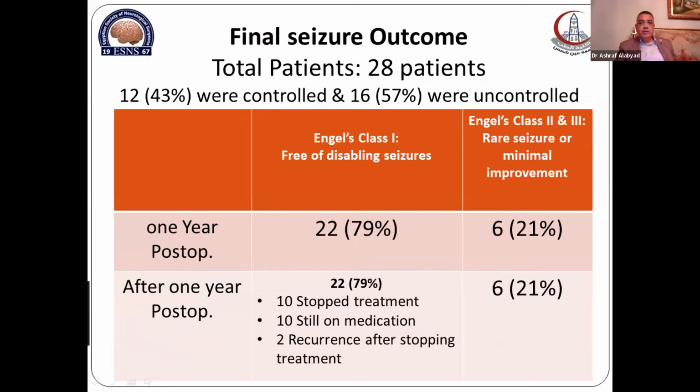After 1 year, 80% of the patients were controlled on medication, and the other 6 patients showed some improvement in their seizure control. After 1 year, 10 of these 22 patients stopped treatment against medical advice. 10 are still on medication, and 2 had recurrence after stopping treatment.